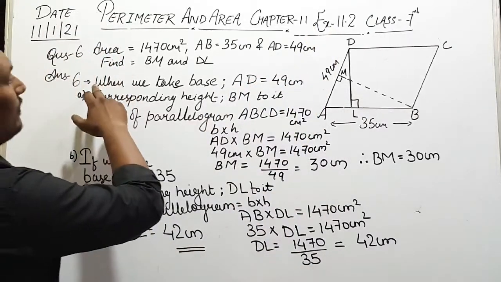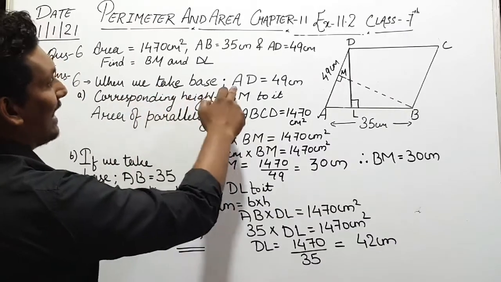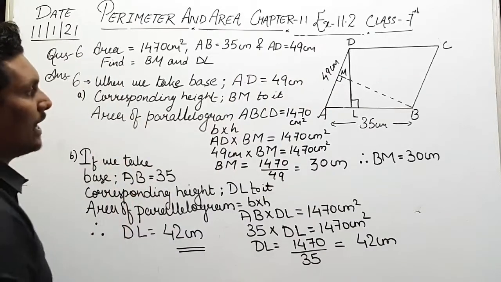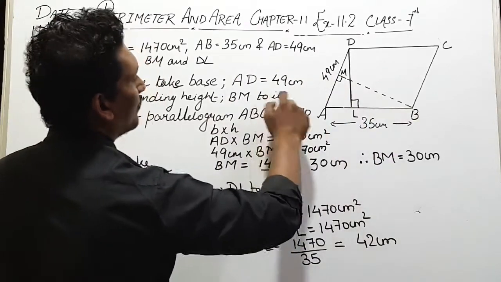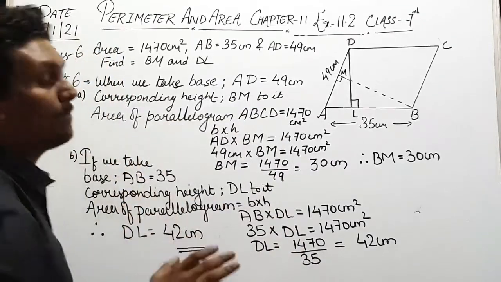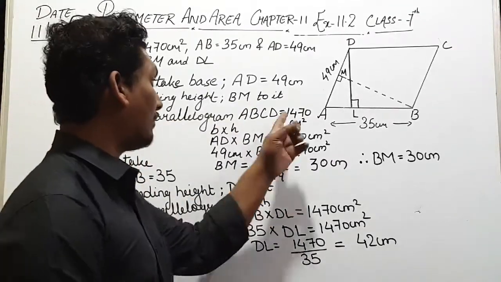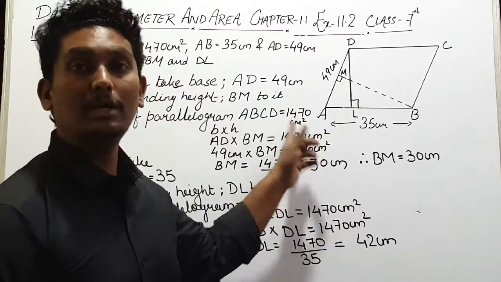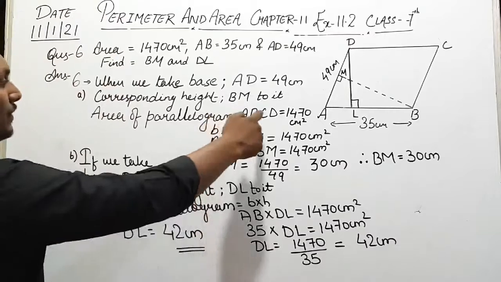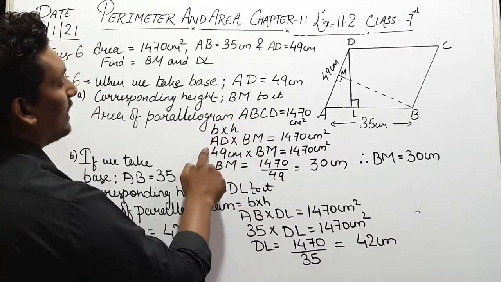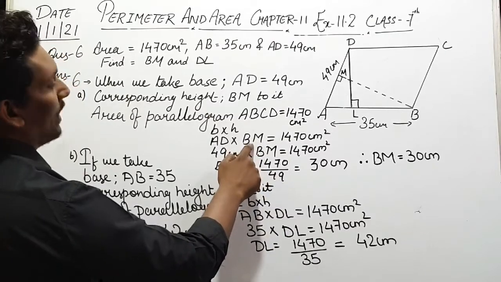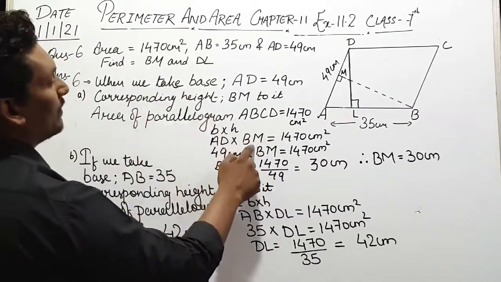So when we take base as AD, that is 49 centimeter, its corresponding height will be BM. For AD, BM is the corresponding height to it. So area of parallelogram ABCD, that is given 1470 centimeter square. I have written centimeter square a little bit down. So the formula is base into height, base AD into BM. So BM we have to find out. BM is not given.